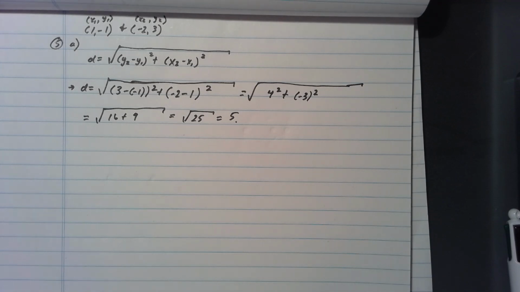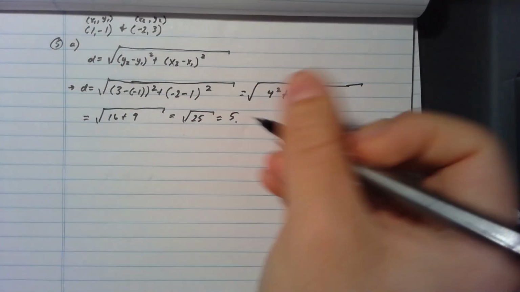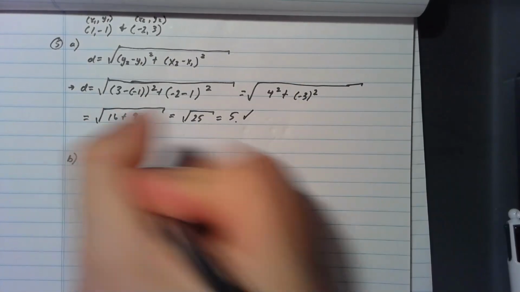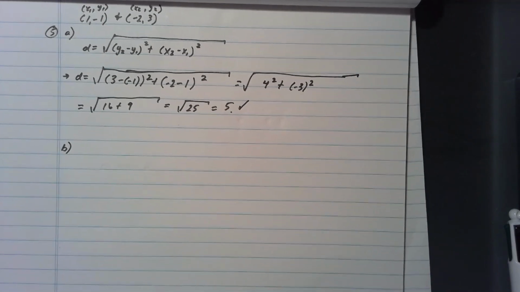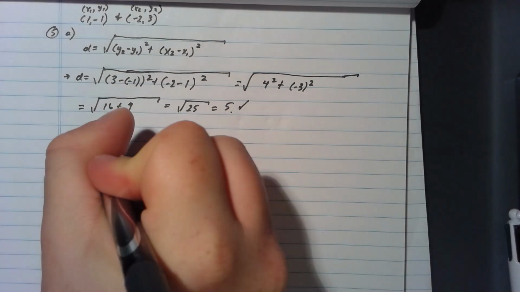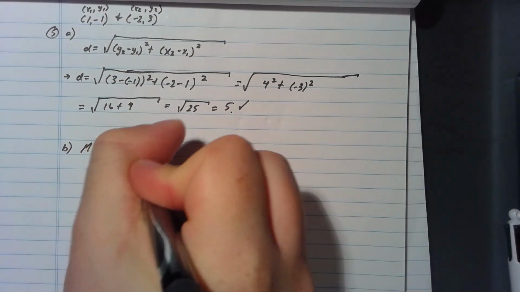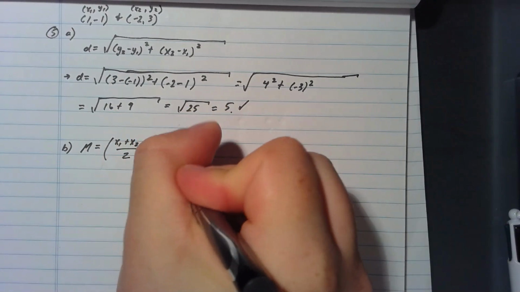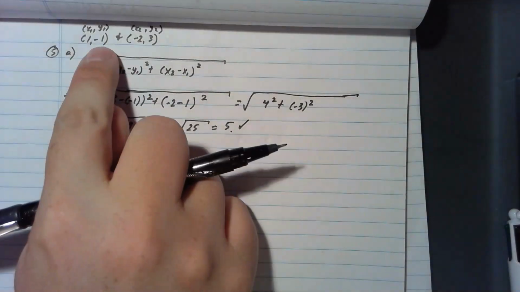All right. Letter B. So find the midpoint. Well, the midpoint formula is easy, right? That's just the average between the x1 and x2 coordinates and the average of the y1 and y2 coordinates. That's the midpoint of the line segment joining these points.